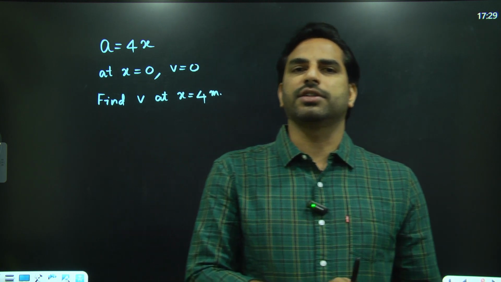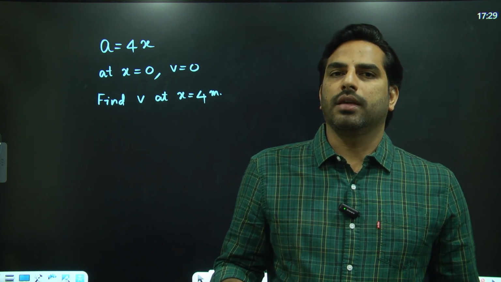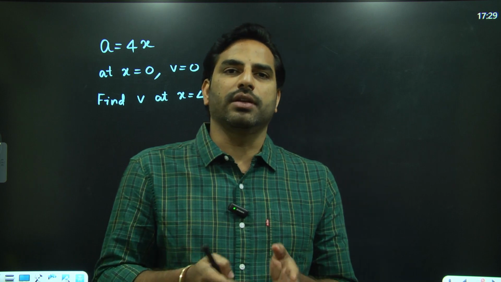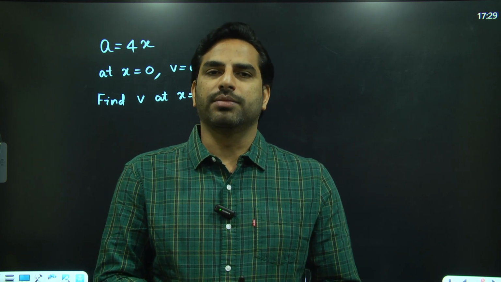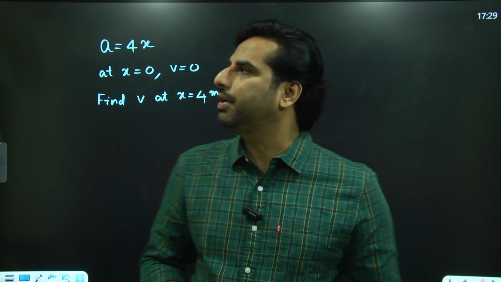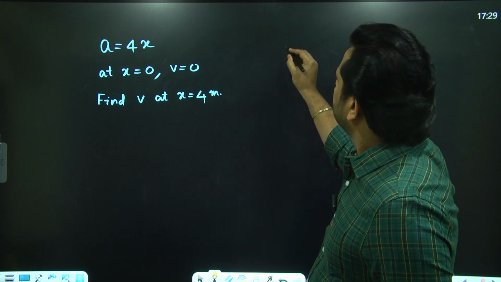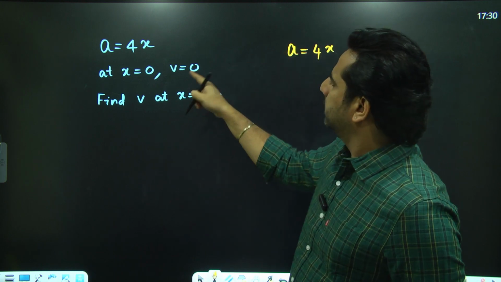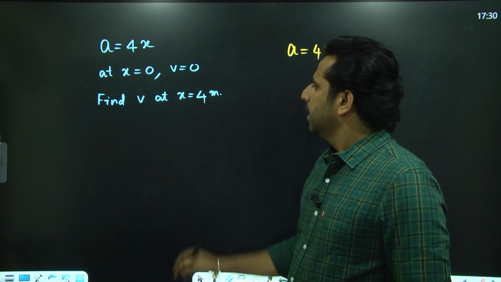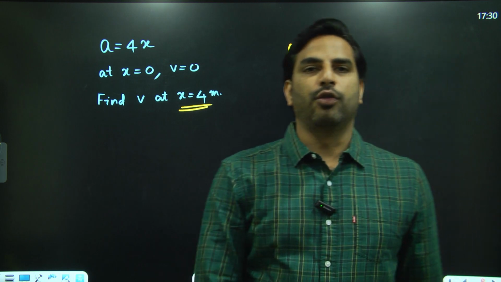Because we know acceleration as a function of time, it can be solved by using a is equal to dv by dt. Then we can easily get velocity in terms of time. But now acceleration is given in terms of displacement. In this case, a is equal to 4x. It is given that at x is equal to 0, the velocity of the particle is 0. You are supposed to find velocity of the particle when the displacement is 4 meter.